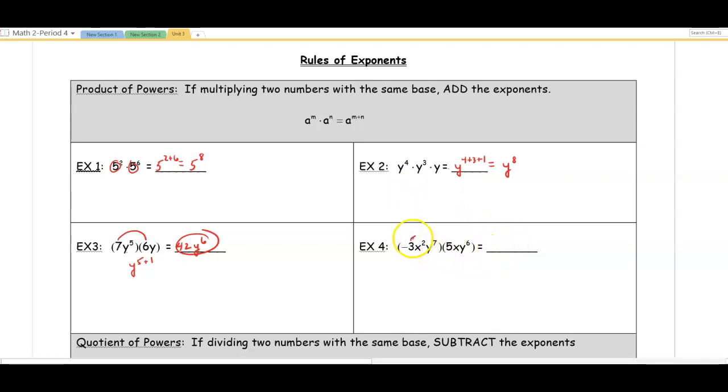Example 4: negative 3 times 5 is negative 15. X to the second times x is going to give you x to the 2 plus 1. Then y to the 7 plus 6, which gives you negative 15, x to the third, y to the 13th.